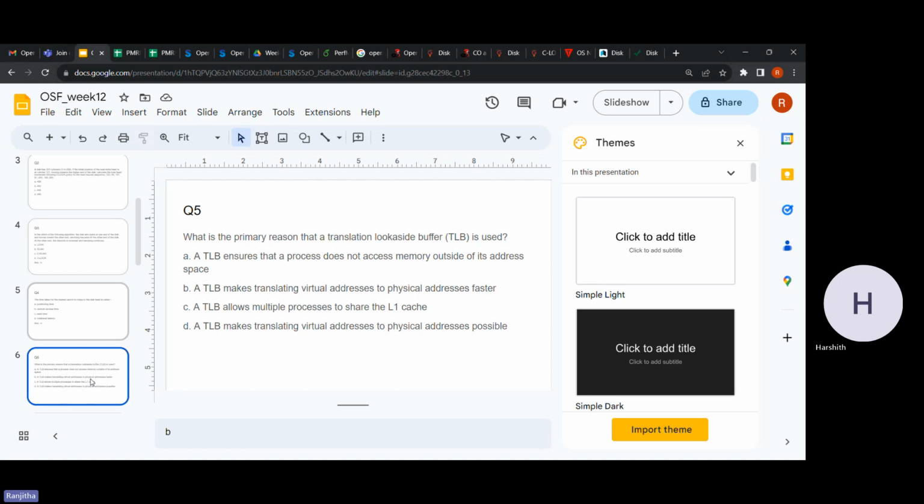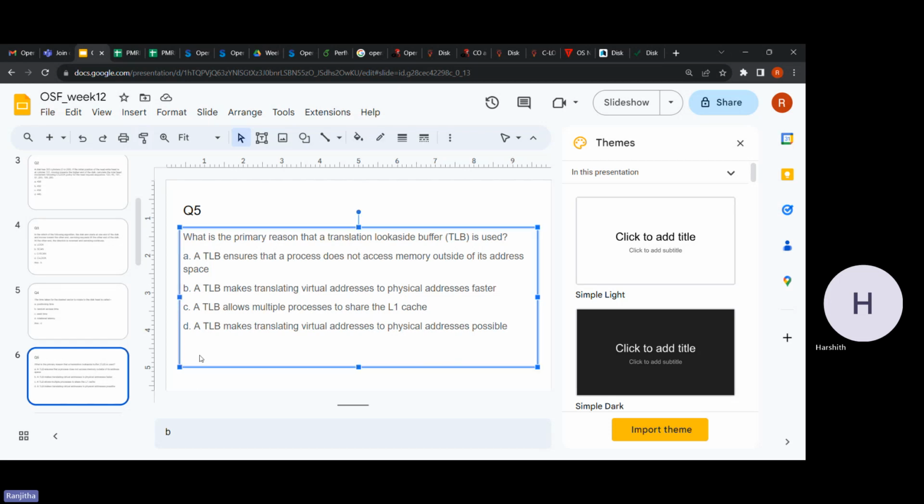If you don't have a TLB, to read a particular page, first we need to read the page table and then we need to read the page. So we were having two memory accesses. To avoid this double memory access, we put the page table into the TLB. The page table is used to get this conversion. So the TLB actually makes translating virtual address to physical address faster. So the answer here is B.